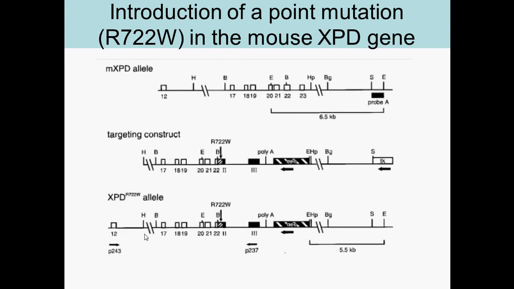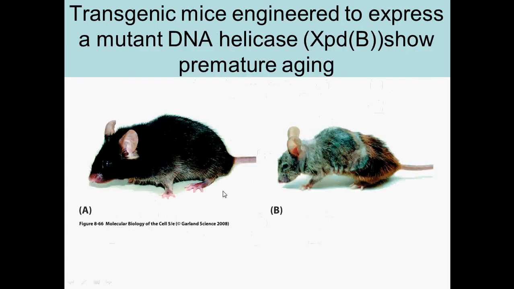And then you put it in, and then that point mutation is going to cause the XPD, that skin disease that's due to sunlight damage. And then you see that the mice that have this mutation are gonna have premature aging. So you showed how to create a genetic disease.